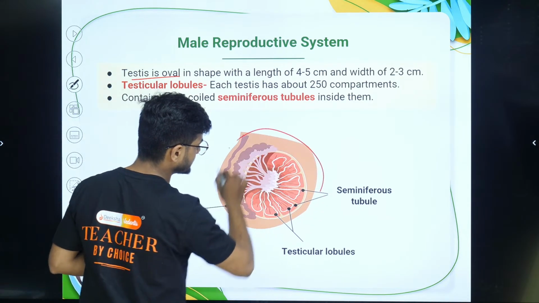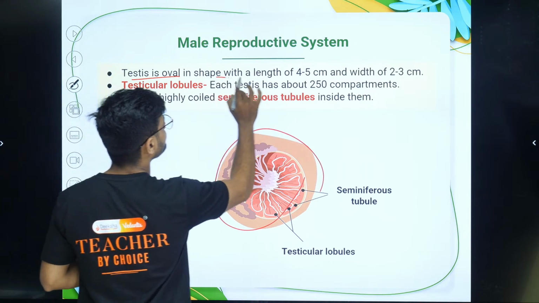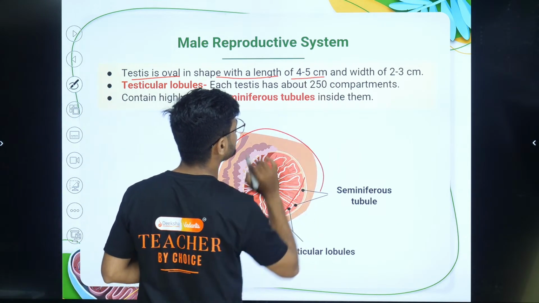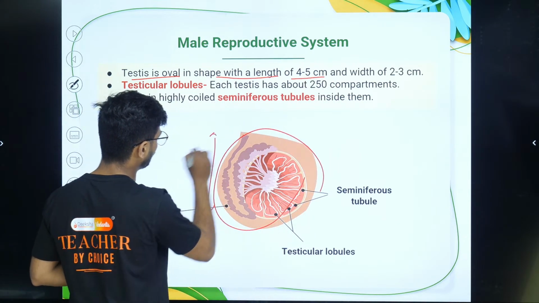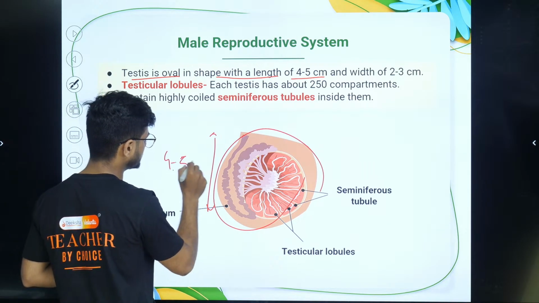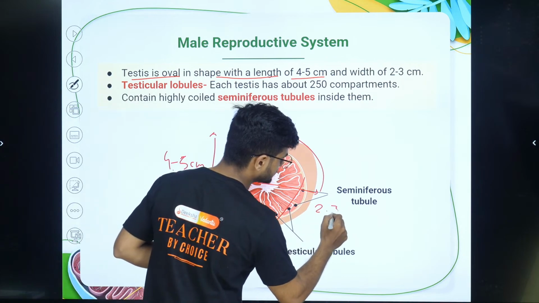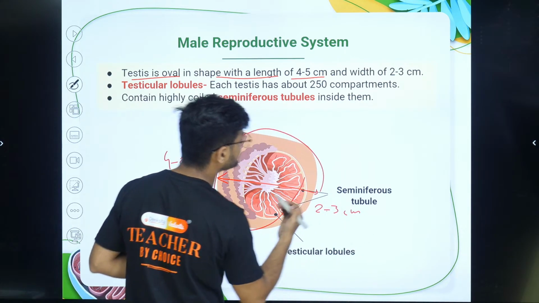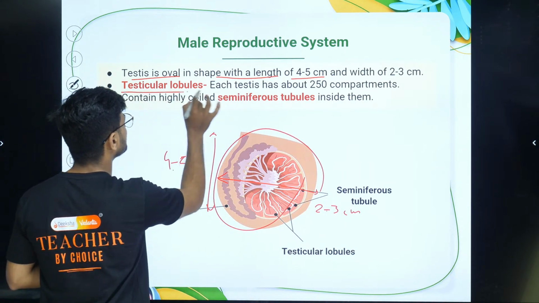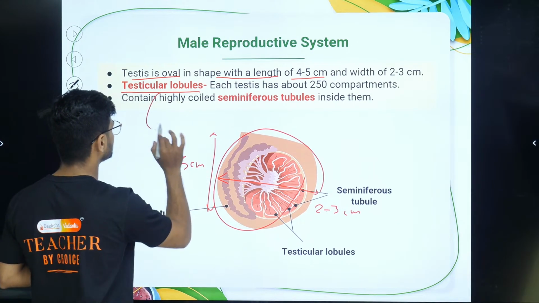Next, the testis is oval in shape, with a length of around 4 to 5 centimeters and a width of around 2 to 3 centimeters. Now, testicular lobules, a very important term for your NEET level exam.